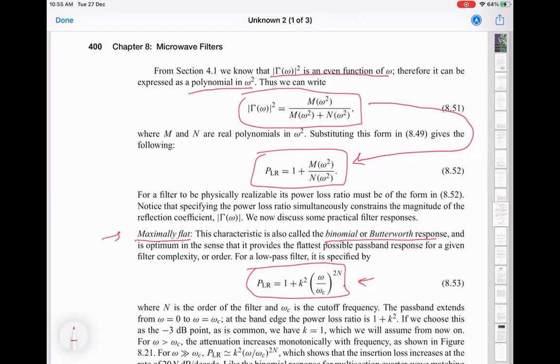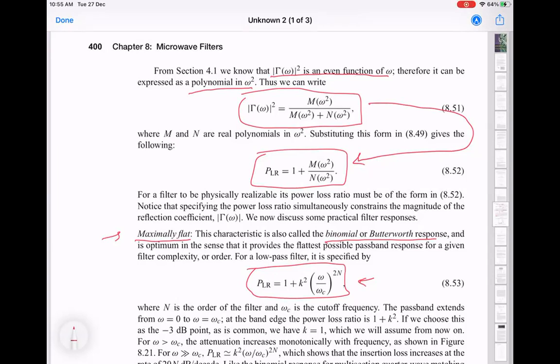And it's 2 to the power n. I'll just talk about the 2 now. The 2 is there because we have restricted this to these even powers of this even function of omega, right? So at the minimum, omega is omega c. If n is 1, you're going to have this factor of 2 there, square.